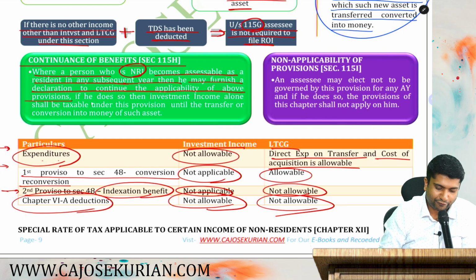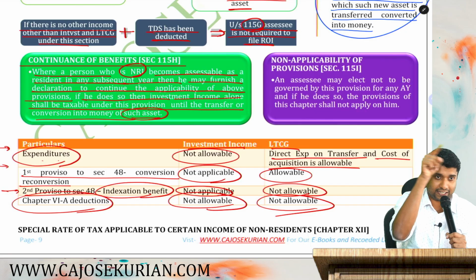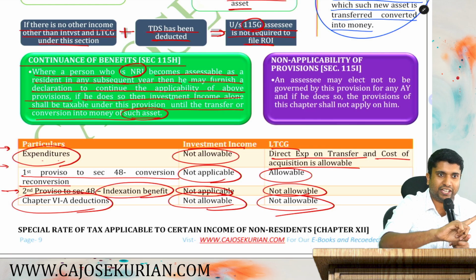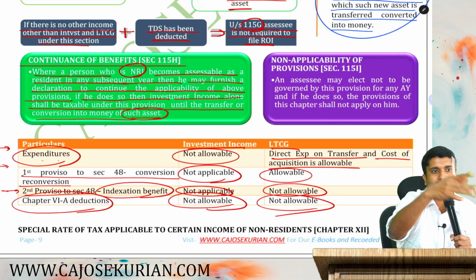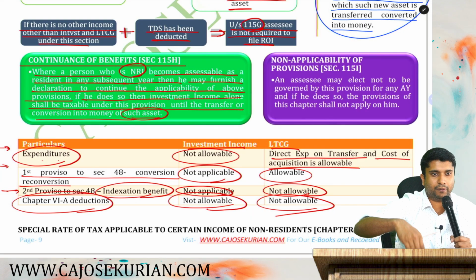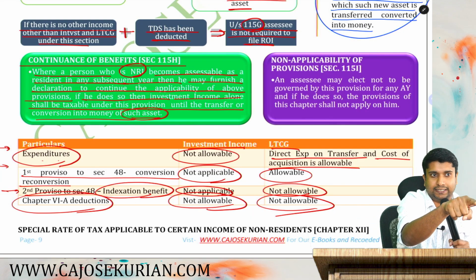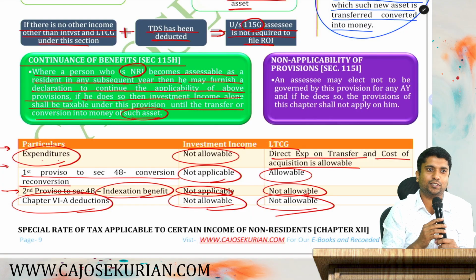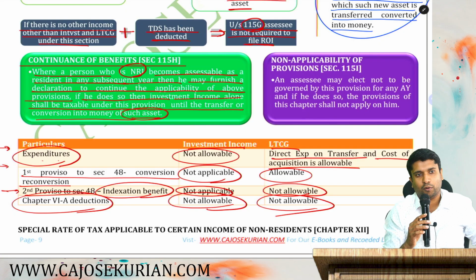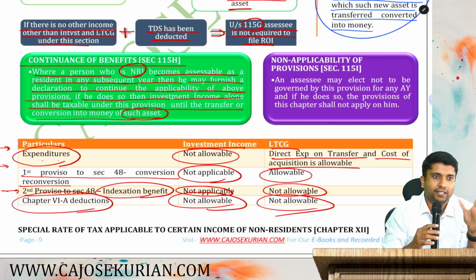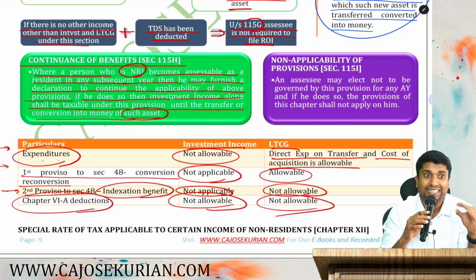More than enough. If it does so, investment income alone shall be taxed under this provision until the transfer or conversion into money of such asset. If you are giving such a declaration, your investment income in future is going to be taxable at 20%. If you sell it, long-term capital gain will not be applicable, because when you are selling it, you are a resident, so these provisions are not applicable. You have investment income, okay, no problem. We will still tax that investment income at 20% as per 115E only.